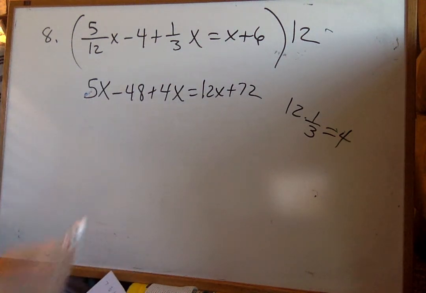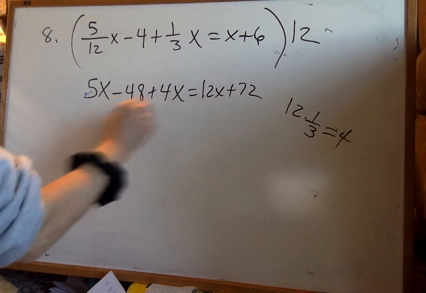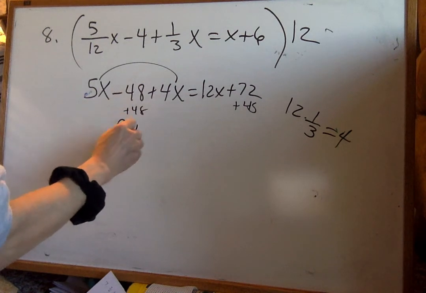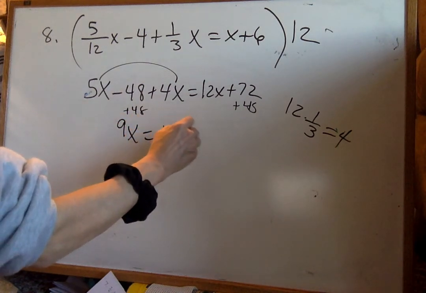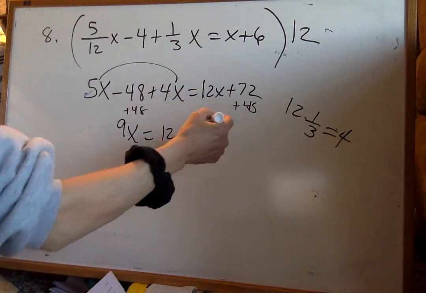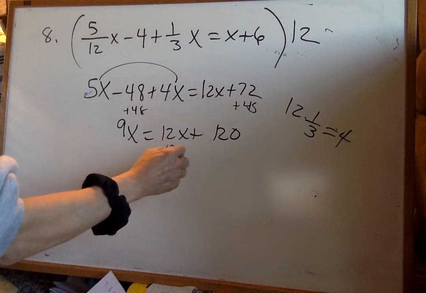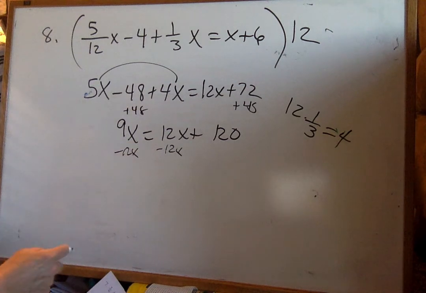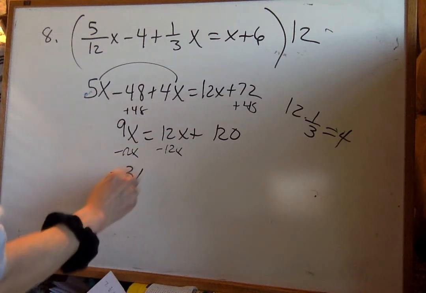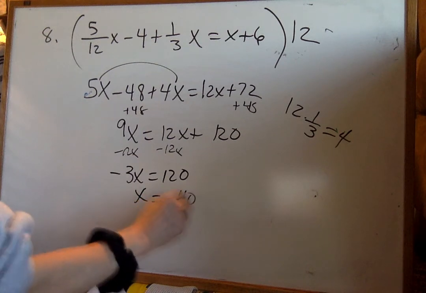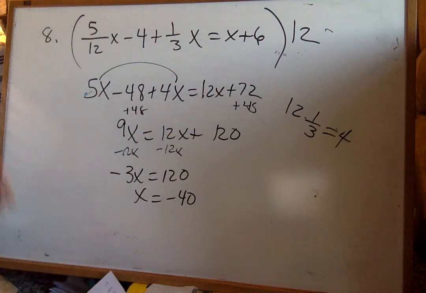And now we can just start cleaning it up. Let's add 48 to both sides. Might as well put those two together. 48 plus 72 is 120. Let's subtract 12x. So I've got -3x equals 120, or x equals -40. Oh no, I'm sorry, there's not a y here, it's just x.